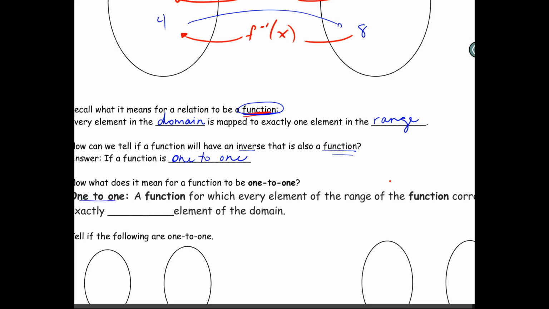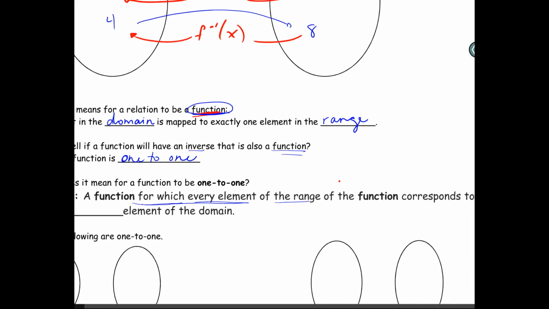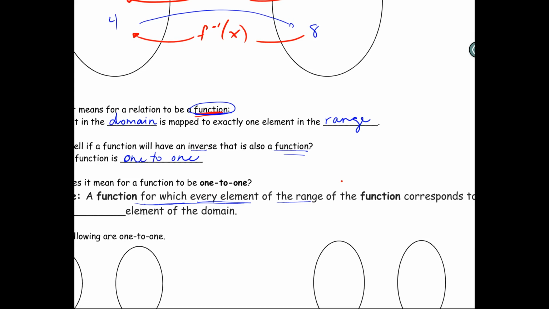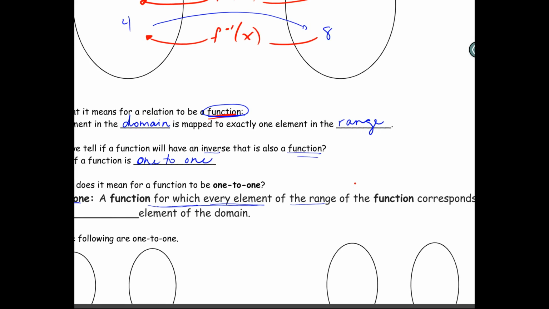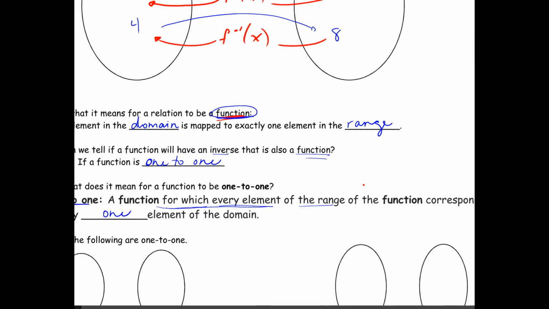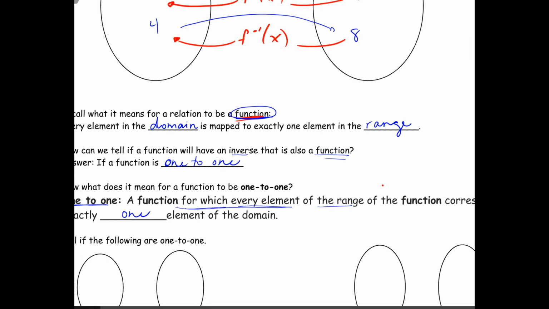But a one-to-one means that a function for which every element of the range of the function corresponds to exactly one element of the domain. Exactly one element of the domain. Now that's a lot of big words, so we're going to see what it means, but I'm going to give you guys a chance to copy it first.